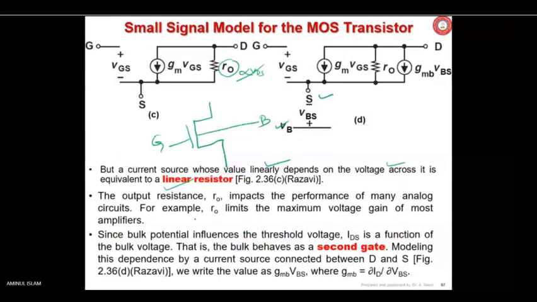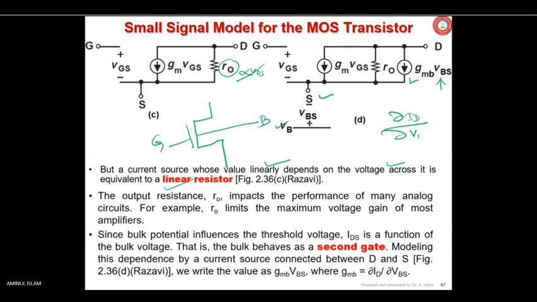So body acts as second gate, and its effect is, it also modulates the threshold voltage and the current of the MOSFET. And that's why another voltage controlled current source is shown, which is denoted as GMB VBS. VBS is the body potential with respect to source. That body potential will be able to modify the ID, current. And GMB is delta ID by delta VBS. So this is the complete small signal model of a MOSFET at low frequency.